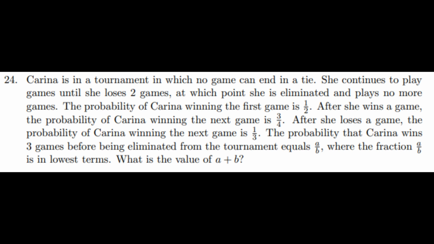Karina is in a tournament in which no game can end in a tie. She continues to play games until she loses 2 games, at which point she is eliminated and plays no more games. The probability of Karina winning the first game is 1 over 2. After she wins a game, the probability of Karina winning the next game is 3 over 4. After she loses a game, the probability of Karina winning the next game is 1 over 3. The probability that Karina wins 3 games before being eliminated from the tournament equals A over B, where the fraction A over B is in lowest terms. What is the value of A plus B?